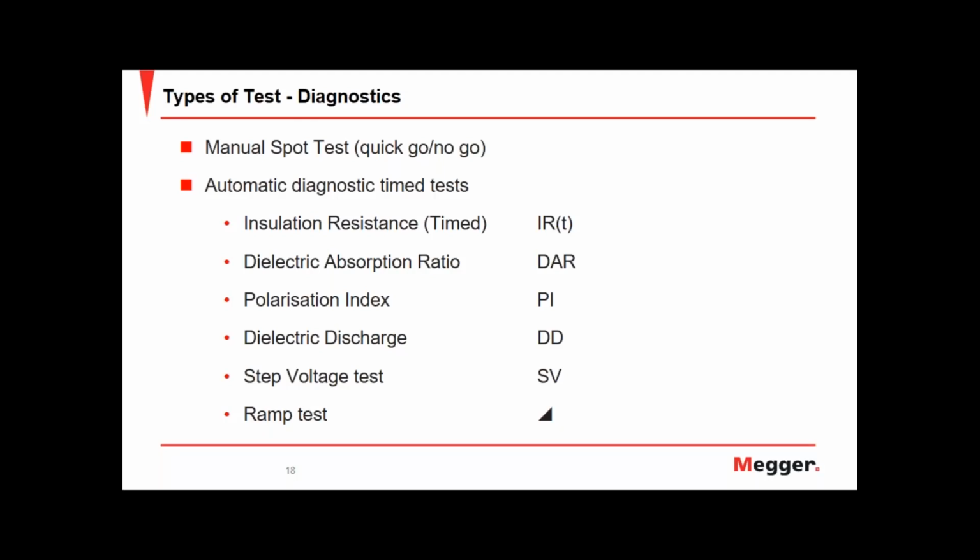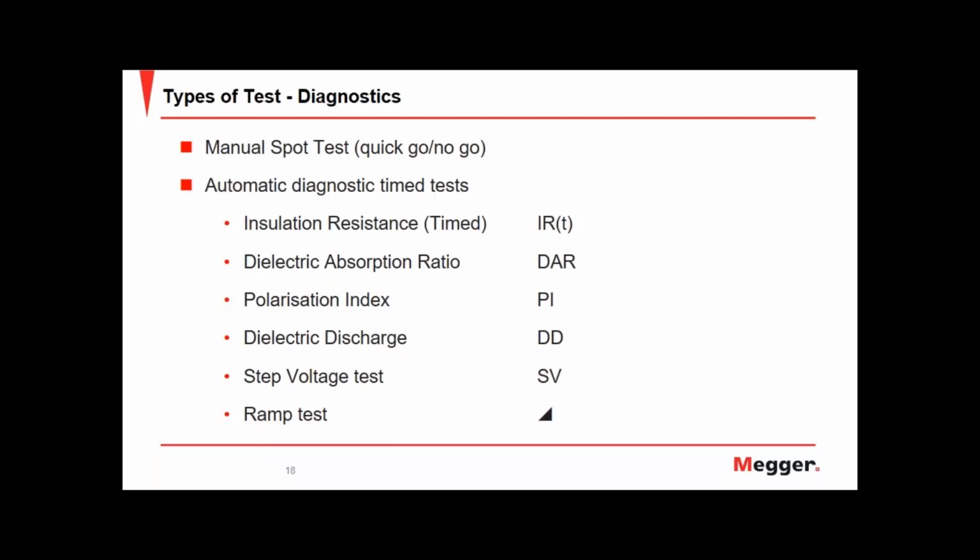Okay, so it's a quick no-go test. It's quick to perform and shouldn't be undervalued. However, it gives you a very limited view of an insulation material's condition. Then we can move into some of the automatic tests. On most HV diagnostic DC testers today, these are the types of insulation tests that can be performed.